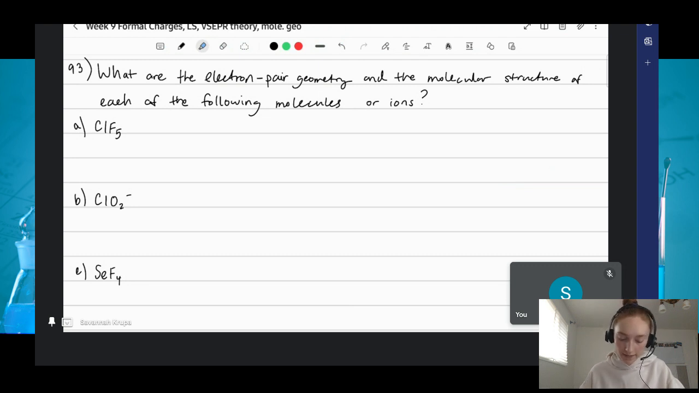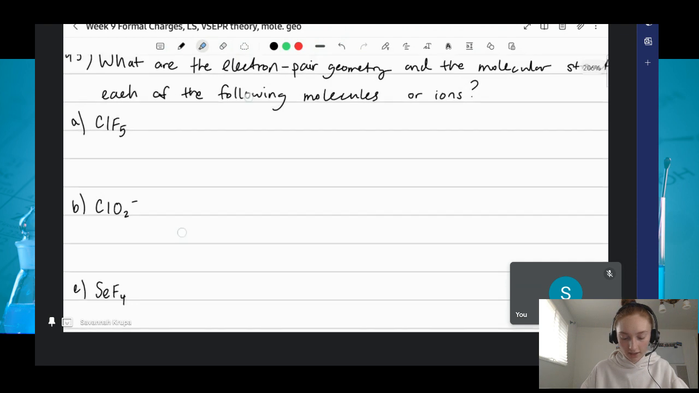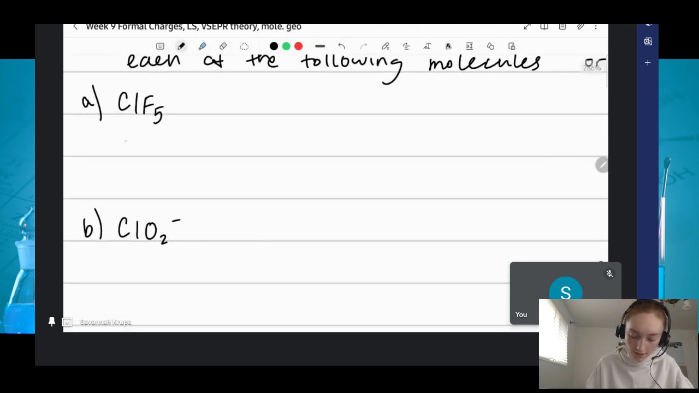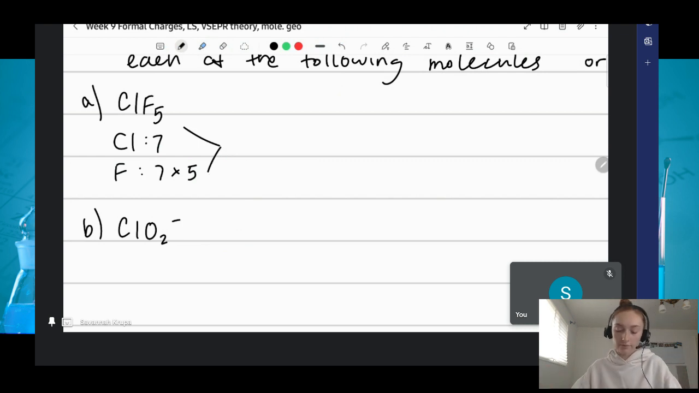So we have chlorine and then we have fluorine. And so the valence electron number of chlorine is 7, fluorine is also 7, and we have 5 of them, so 7 times 5 plus 7, and it's neutrally charged, so no need to add any more electrons. So that is a value of 42, I believe. Yes, 42 electrons. And so since chlorine is written first, it's a good indicator that that will be in the center. So let's write that down.